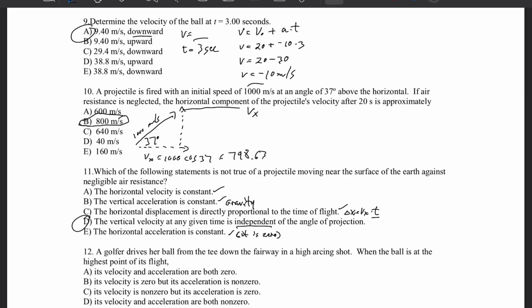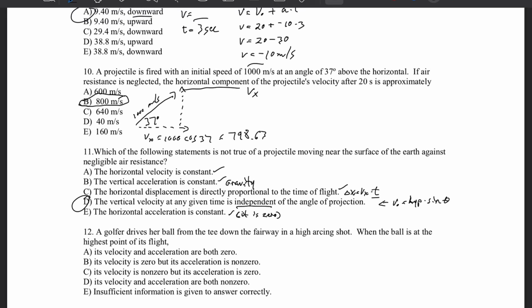D. Number 12, a golfer drives her ball from the tee down the fairway in a high arcing shot. When the ball is at the highest point of its flight. And it looks like I'm just justifying number 11 a little bit more, saying V naught is the hypotenuse times sine of the angle, so of course the angle is important. Okay, going back to the golfer. When the ball is at the highest point of its flight, its velocity and acceleration are both 0. Nope, gravity does not go to 0.